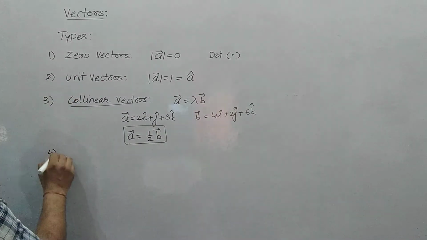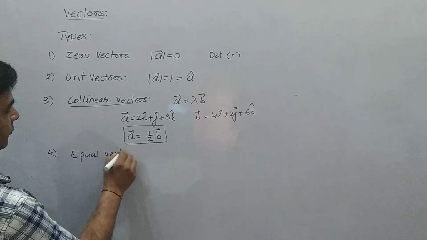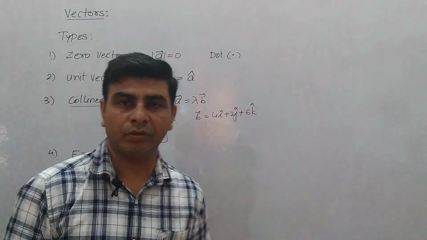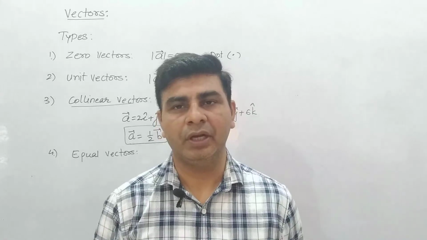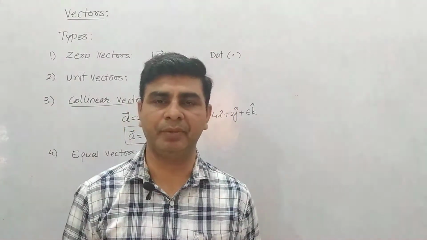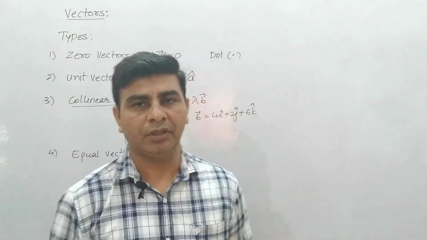Next is your equal vectors. Two or more vectors are said to be equal if they have the same magnitude as well as the same direction. If two vectors have the same direction and the same magnitude, then these vectors are said to be your equal vectors.